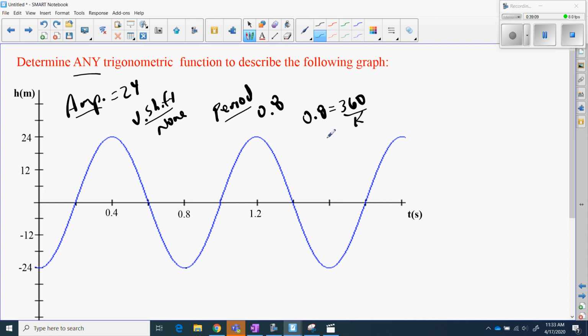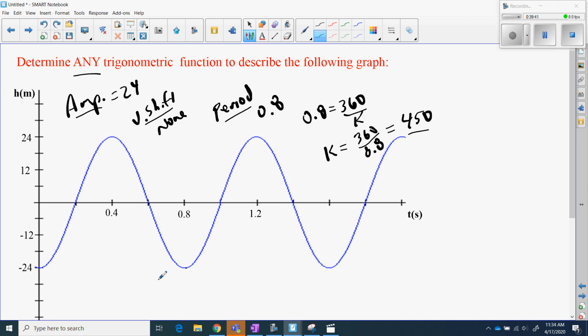The only thing you'd have to do differently is when you do a calculation using this, you'd have to make sure your calculator is in radians. Okay, cross multiply, so I get K would equal 360 divided by 0.8, which I'll grab my calculator and do out. 360 divided by 0.8 is 450. There's your K value, 450.